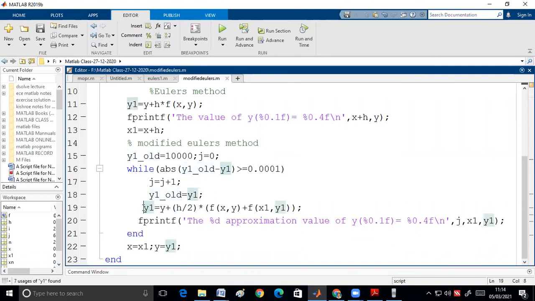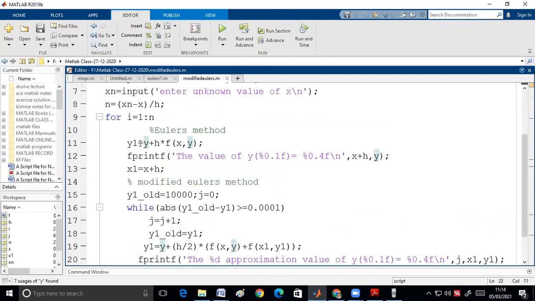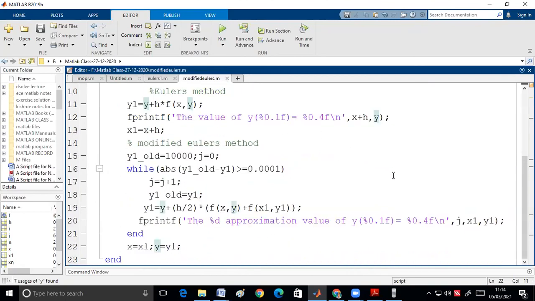Then we modify the y1 value using the modified Euler method. So x is the initial approximation, y is the initial approximation, x1 is the modified value of x, y1 is the modified value using the Euler method. Then print this value each and every time. After finding y1 repeatedly, if y1 is repeated, then stop the process using the while loop. Then after finding the y value, I will call it y, and x1 is called x, for repeating the same process for the second step, third step and final step.